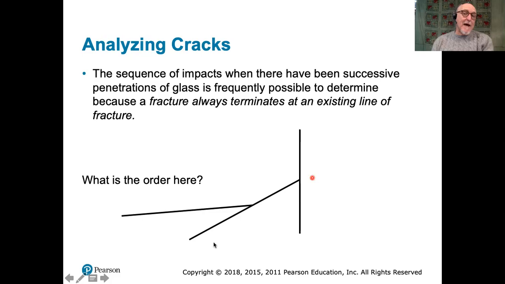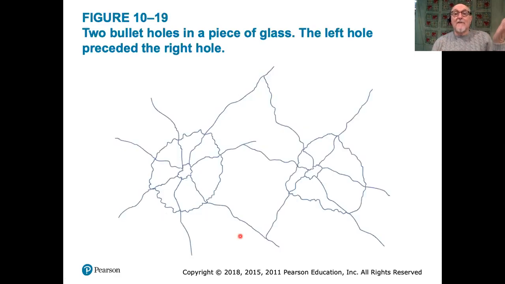And if we trace these back, for instance, to bullet holes, then we'd be able to say, okay, that bullet came first, that one came second, that one came third. The fracture always terminates at another existing line of fracture. It can't go beyond it. So in real terms, have a look here and try to decide which was the first bullet hole that went through. Which hole was created first?